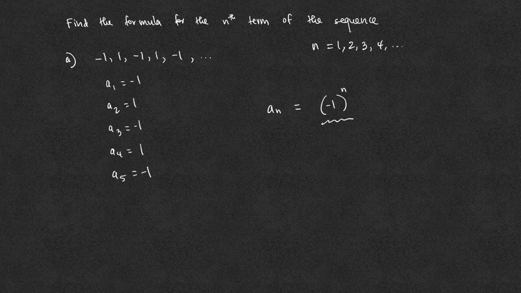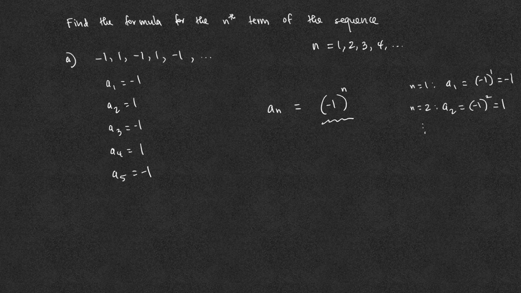Observe that when n equals 1, we have a sub 1 is (-1) to the 1 power, which is -1. When n equals 2, we have a sub 2 is (-1) squared, which is +1, and so on. So the formula for the nth term in this case is a sub n equals (-1) to the n.